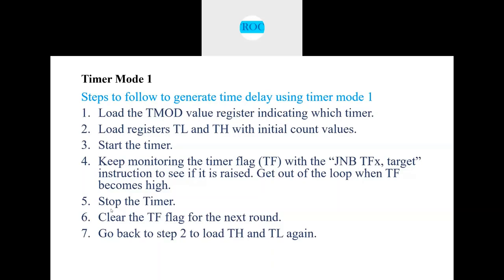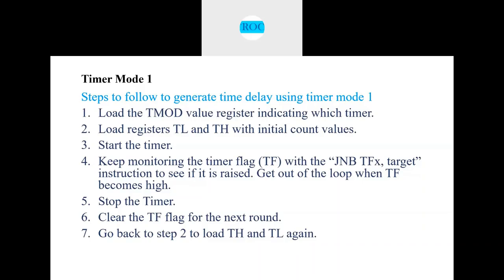After that, you stop the timer, using the clear instruction. And also you need to clear the overflow flag, so that you make sure that for the next stage the TF flag is not set. And again go back to step 2 to load TH and TL again. This is the process you need to write.